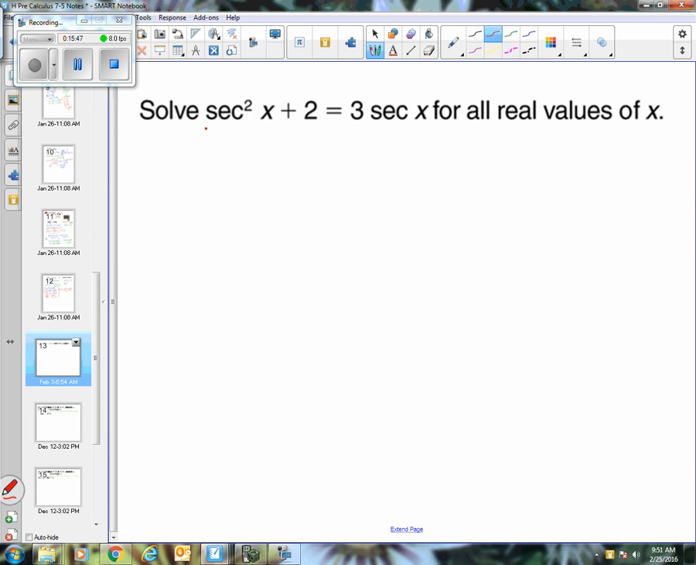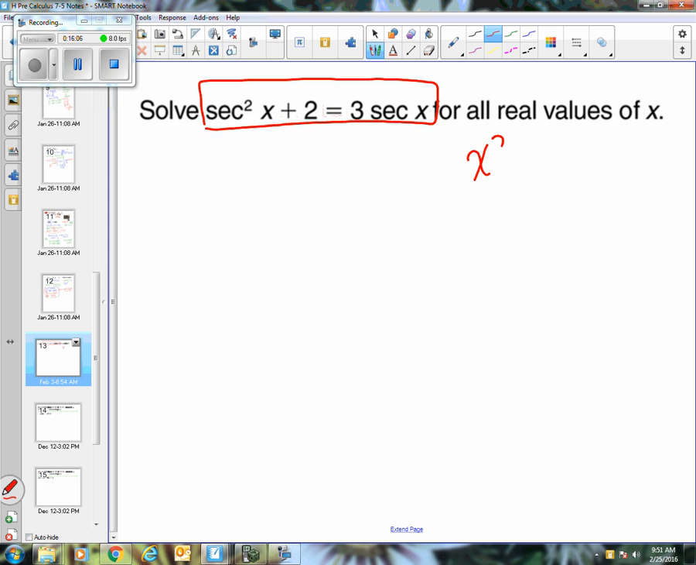So I'm going to kind of box this out so you can actually see the equation. So ask yourself those questions again. Do you have the same function name? Sure you do. They're both secants. Do you have the same angle? Yep, they're both x's. So I don't really need to substitute on this one. I don't have the need for it because everything's already in the same variable with the same angle.